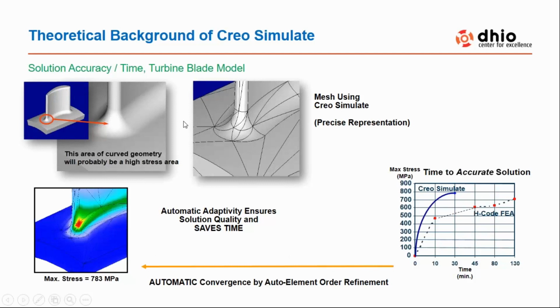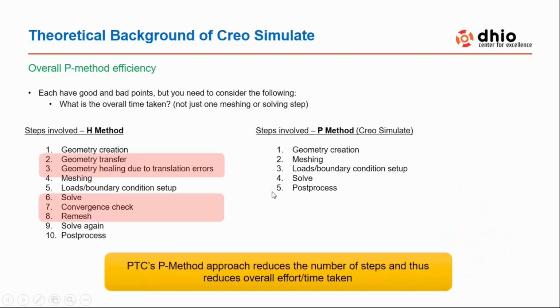Whereas in the P-type method, I'm not going to increase anything. I'm just telling the software to increase the polynomial near the characteristic curve. The software has an algorithm behind it, so automatically, we call it an automatic adaptive technique, the meshes are refined through the polynomials, and the time has been reduced by four times. So this is the good thing in automatic convergence. I will show you in the software.